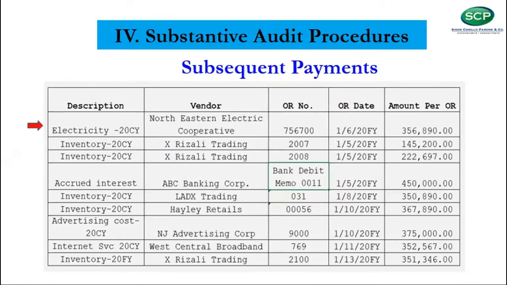So on January 6, 20FY, the company paid Northeastern Electric Cooperative for the 20CY electricity for 356,890 pesos. On January 5, the company paid X Rizali Trading for 20CY inventory purchases for 145,200 pesos and 222,697 pesos.